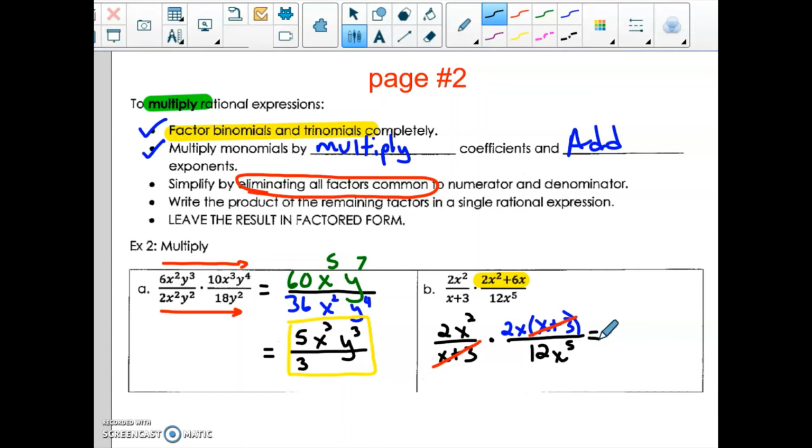So it's 2x squared times 2x. It's 4x to the third over, the bottom is just 12x to the fifth. We've got to simplify that one more time. So 4 divides into 12 3 times. We're going to subtract 5 and 3 as exponents. We'll get x squared. That goes on the bottom because 5 is bigger. And since there is nothing else left on the top, we have to put a 1 on the top, and that is our final answer. Multiplying rational expressions.